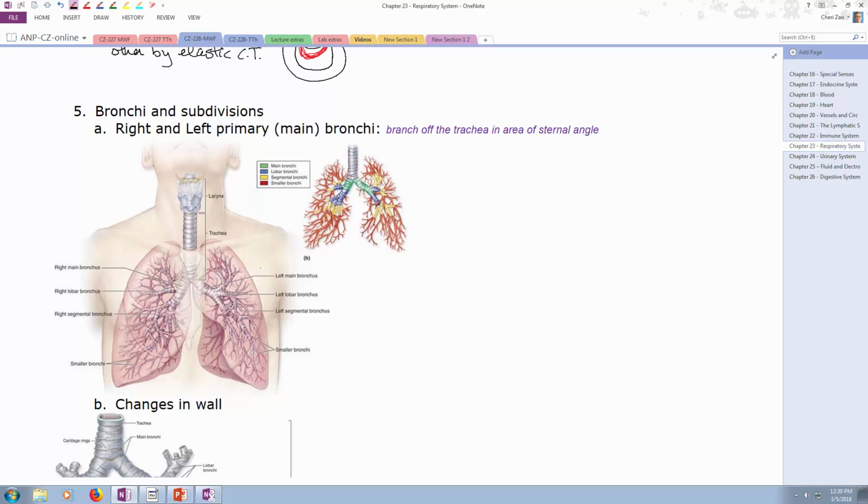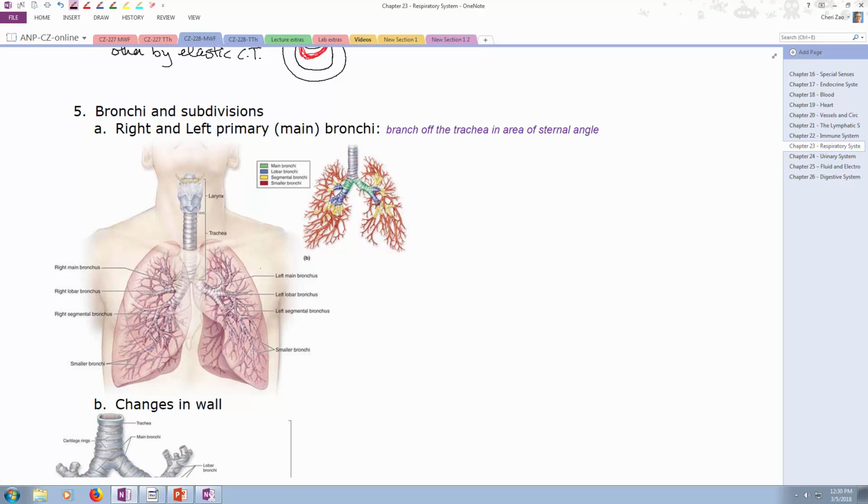Superior to that is the manubrium, inferior to that is the body of the sternum, and this is where our trachea ends and our primary bronchi begin. So it's kind of nice to actually know there's a simple landmark that you can figure out for that.